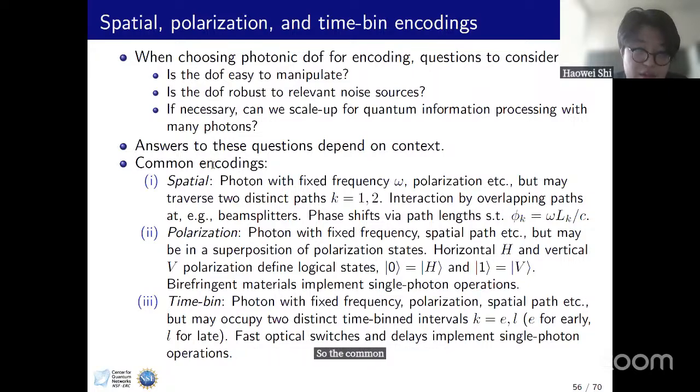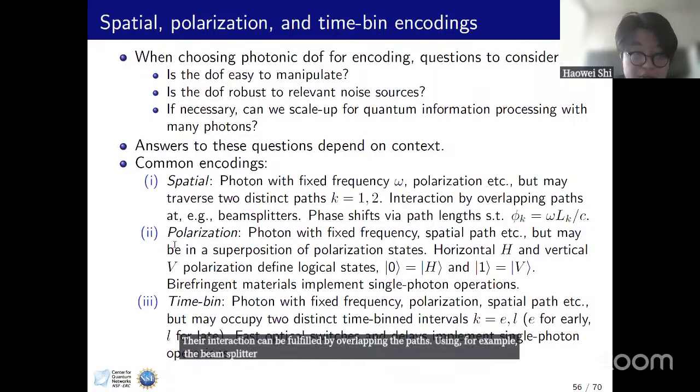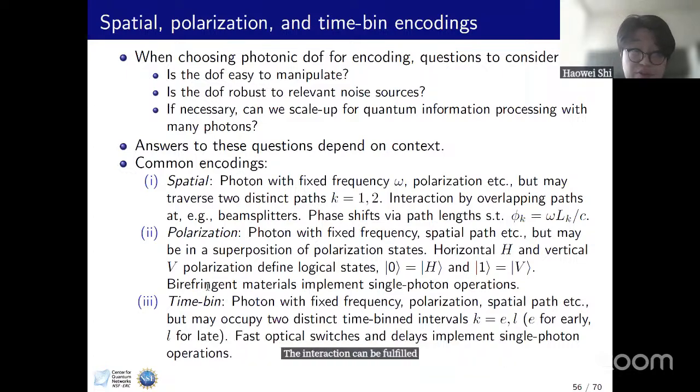So the common encodings are spatial encoding, polarization encoding, and time-bin encoding. For spatial encoding, you have the same frequency and polarization for all modes, while you have different paths for different modes and for different encoded qubits. Their interaction can be fulfilled by overlapping the paths using, for example, the beam splitter. And second, the polarization encoding uses different polarizations to encode the photon. The interaction can be fulfilled by birefringent materials and nonlinear crystals, for example, lithium niobate or KTP.